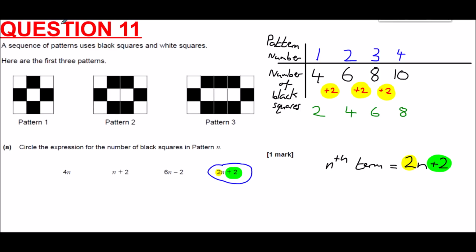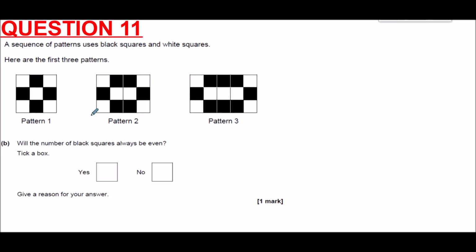Part B. Will the number of black squares always be even? Well, if we have a look at the sequence we worked out in Part A just to remind us, the number of black squares goes 4, 6, 8, 10. So the next one will be 12, 14 and 16. The answer is yes, it's always going to be even.